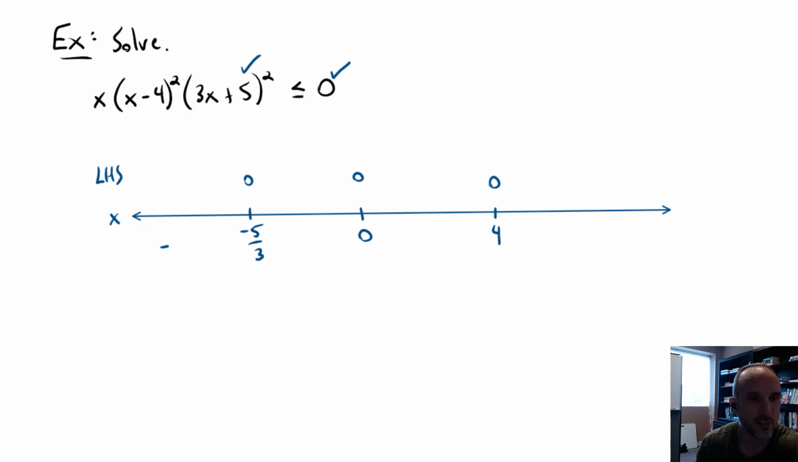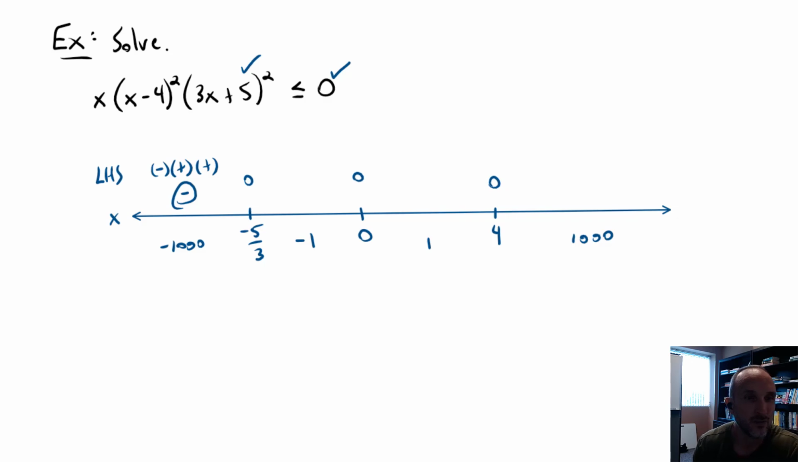Let's pick our test points: negative 1,000, maybe negative 1, maybe positive 1, and positive 1,000. If we plug negative 1,000 in for x to the left-hand side, we get a negative for x. Negative 1,000 minus 4, squared, is positive. And similarly, if I square something, I'm going to get a positive there as well. So negative times a positive is a negative.